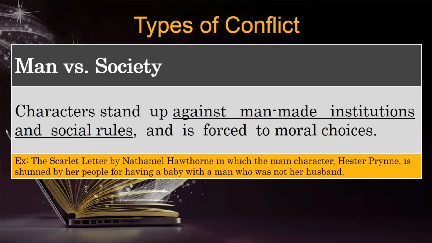Characters may be motivated to take action against their society by a need to survive, a moral sense of right and wrong, or a desire for happiness, freedom, justice, or love. Example, The Scarlet Letter by Nathaniel Hawthorne, in which the main character, Hester Prynne, is shunned by her people for having a baby with a man who was not her husband.